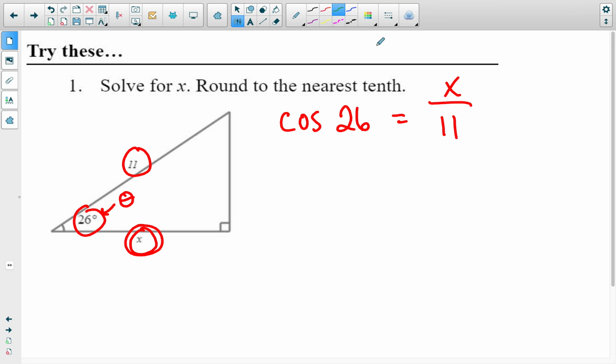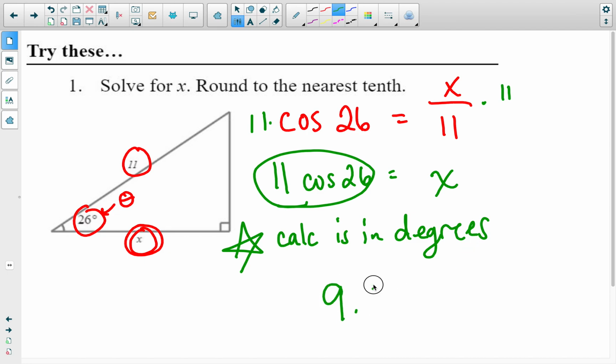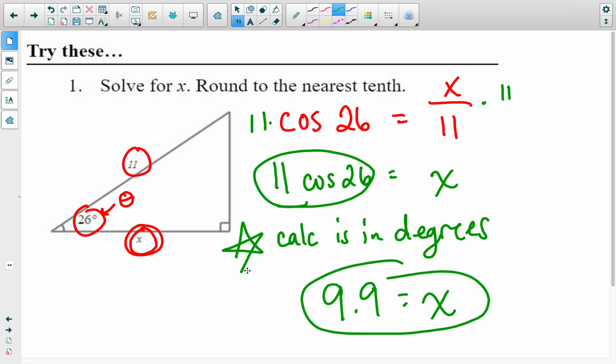Okay, to get x by itself, we want to multiply both sides by 11. So we end up getting that 11 cosine of 26 equals x. Type this into your calculator. Make sure, put a star here, make sure you're in degrees. Make sure that your calculator is in degrees. And when you do that, you should get 9.9 for your side length x. All right, this is a trig function, so this is not multiplication. It's not cosine times 26. It's cosine of 26 degrees, kind of like a logarithm. We are evaluating a function.